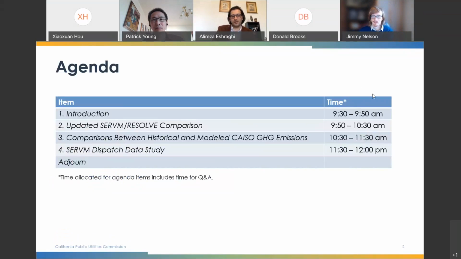So this MAG webinar is focused on IRP model improvements and the results of comparing actual and model GHG emissions and dispatch. We'll start with the introduction. I'll introduce the topic and then hand it to the CPUC Energy Resource Modeling team to describe recent and planned updates to the SERVM model. Then for agenda items 3 and 4, CPUC consultants from E3 will present a comparison between actual CAISO 2019 GHG emissions and model 2020 emissions in Resolve and SERVM, as well as a SERVM dispatch data study. Also, as we noted here, we will have Q&A at each section. Next.